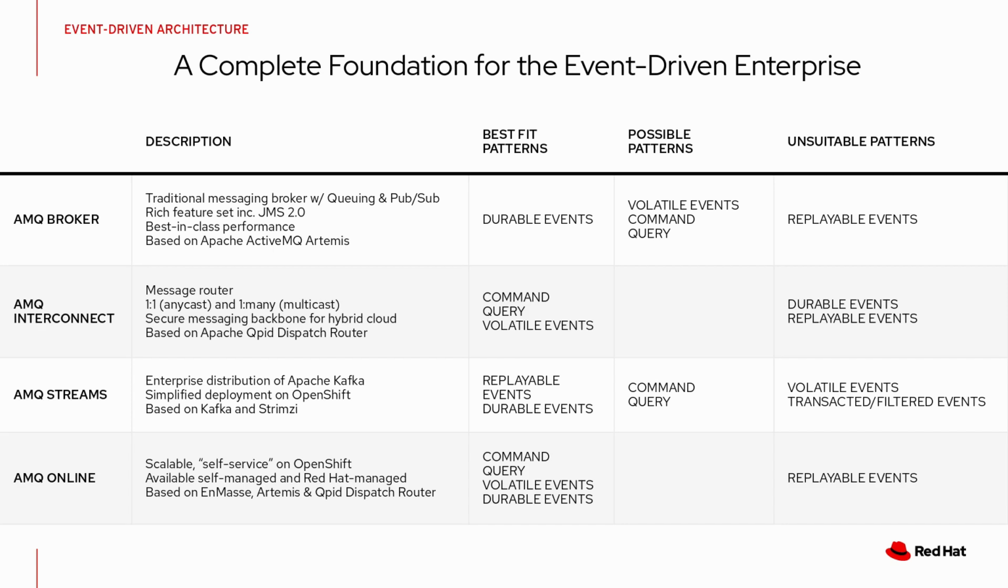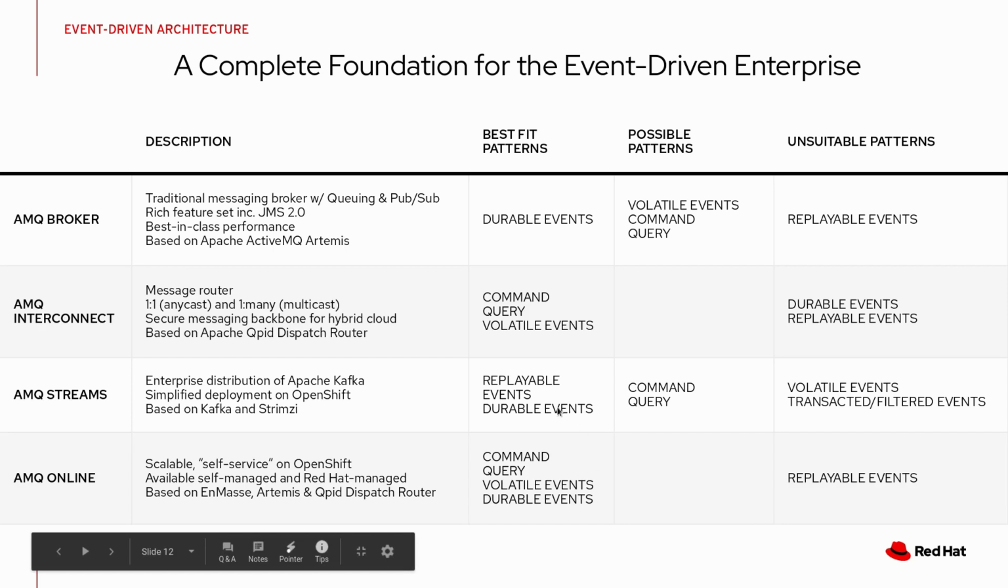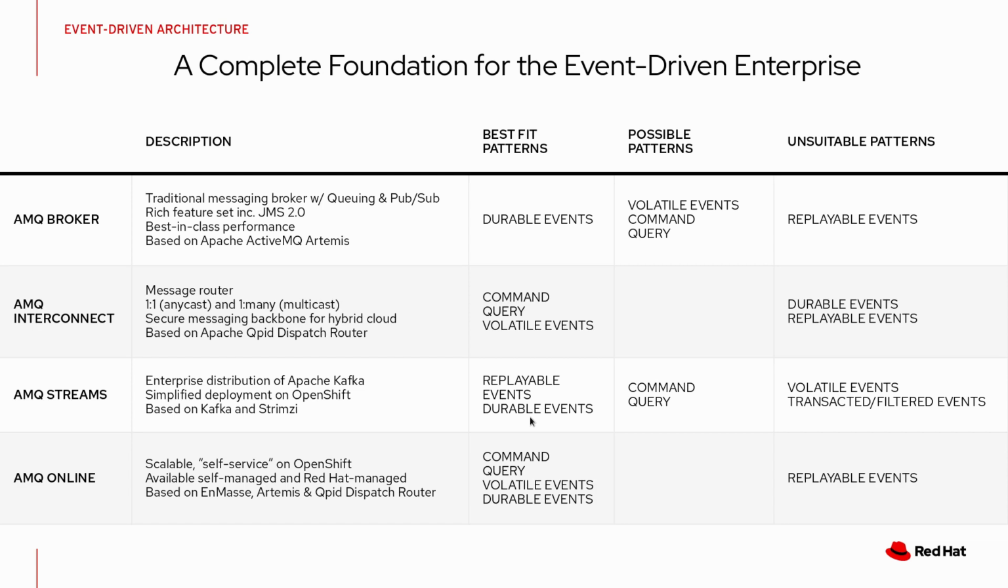These replayable events are a great fit for AMQ streams because AMQ streams has this capability built in, so it allows you to repeat the events from some point of time. On the other hand, the interconnect, because it does not have a persistent storage for messages, is really great for in-flight messaging, so sending commands, queries, or non-persistent events, and is not a good fit for durable and repeatable events.